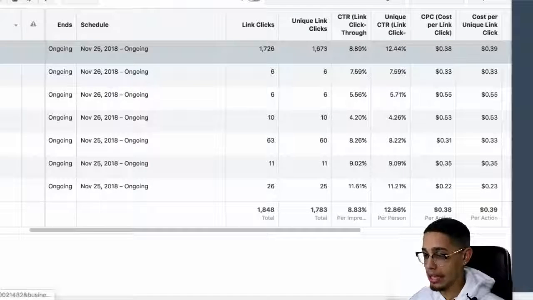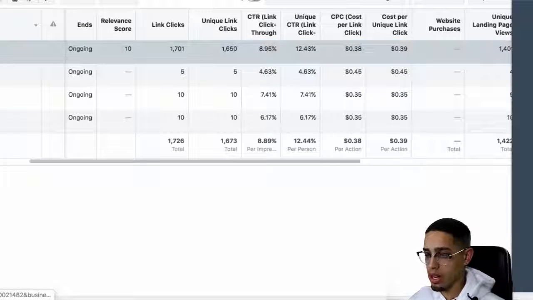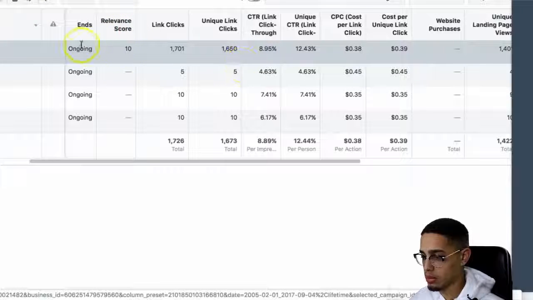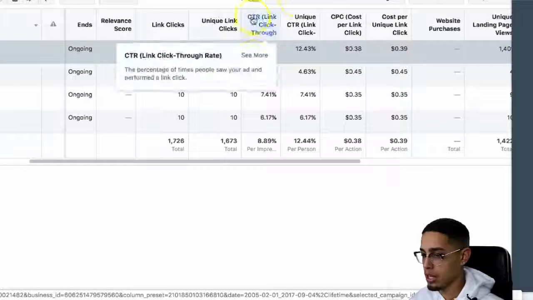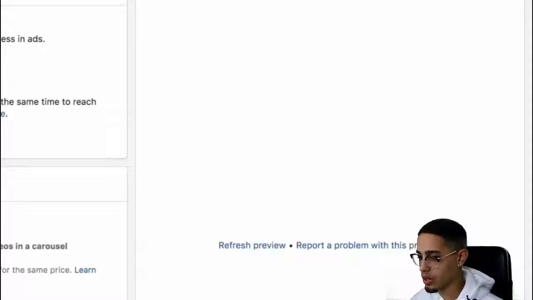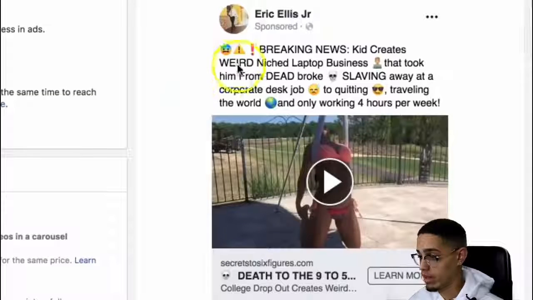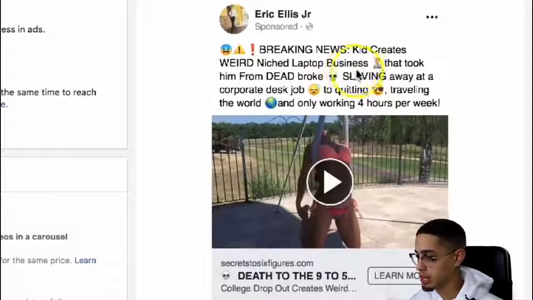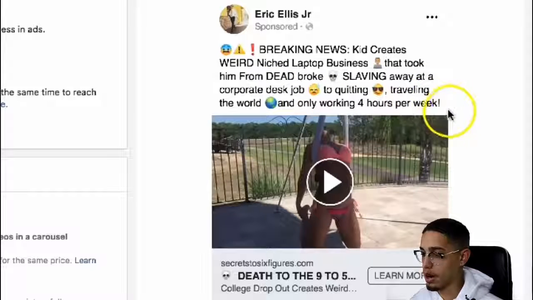Now to actually look at the ad that's working, here's a specific ad. We have a unique click-through rate of 12.43%, and 38 cents per click is my cost per click. If I go to the actual ad that I created, we have: breaking news, kid creates weird niche laptop business that took him from dead broke, slaving away at corporate desk jobs, to quitting, traveling the world, and only working 4 hours per week.